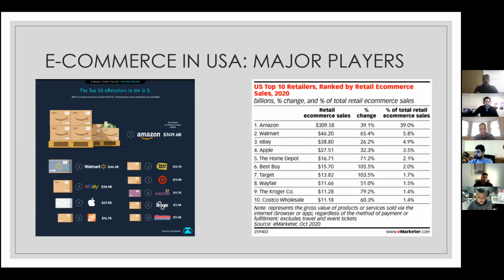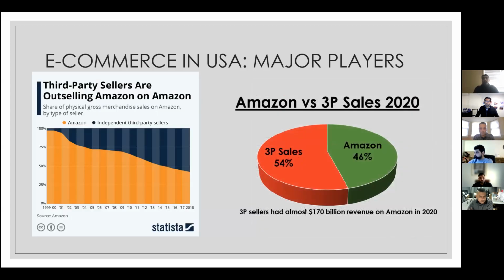Let's break this down even further. Who is involved? In this graphic, we see the top 10 players and their estimated 2020 e-commerce sales. I want to note here that the top 3, Amazon, eBay, and Walmart, all allow third-party sellers. Amazon, the largest, with 39% of all e-commerce retail sales, has the largest reach to all consumers and is what we will be talking about today.